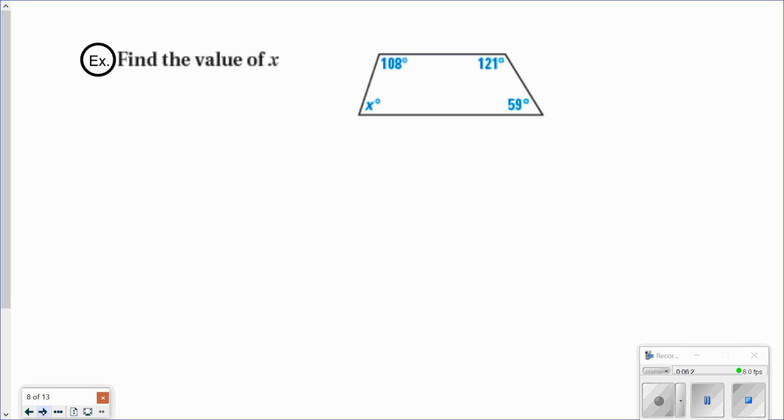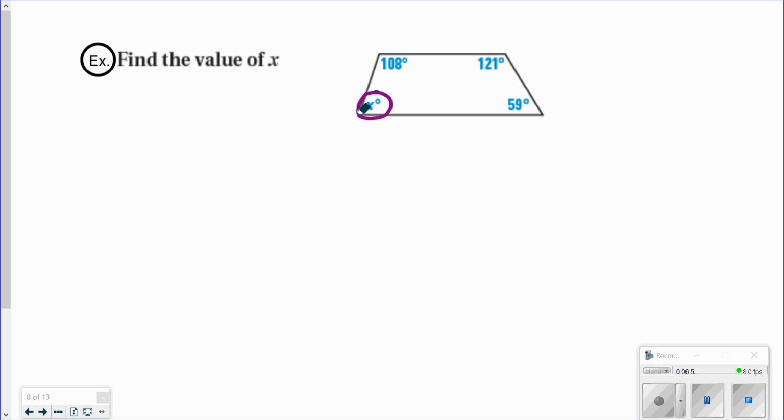All right, next we're going to solve for the value of x. So we have a shape here. What type of shape or polygon do I have? We have a quadrilateral, and I see that because there are 4 sides. 1, 2, 3, and 4. I also see some interior angles.